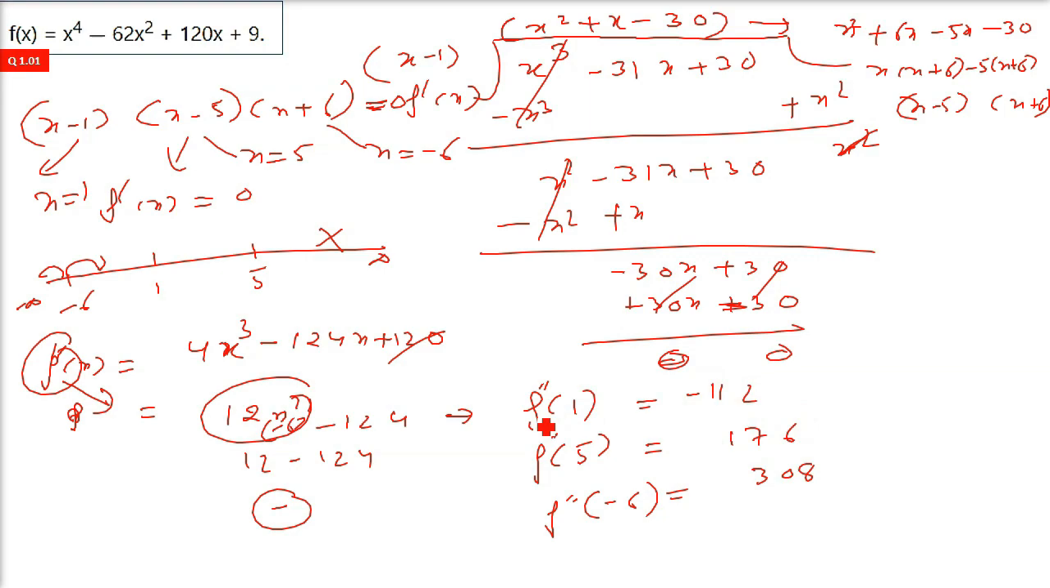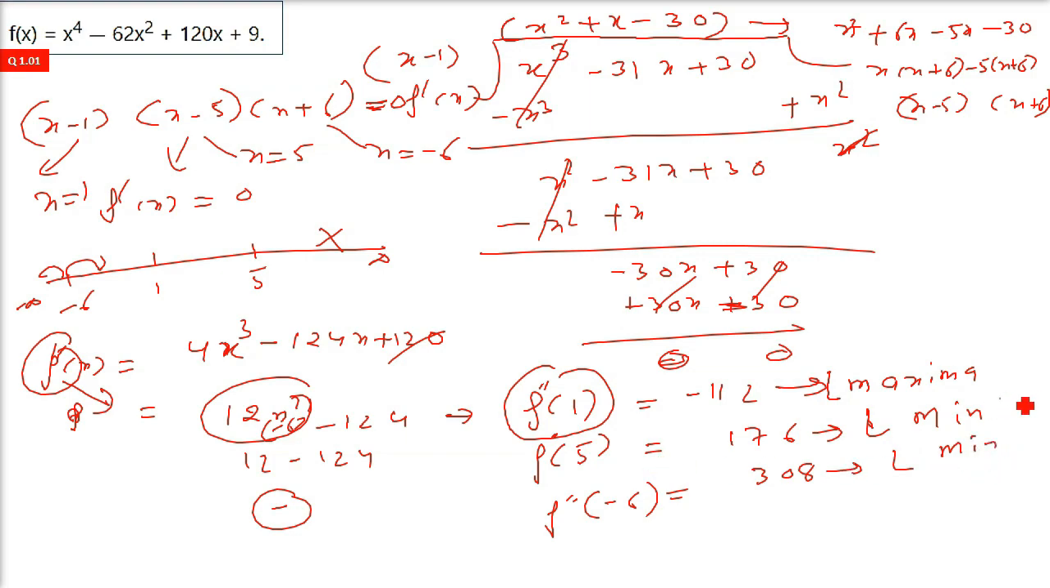I hope you got the idea. Now just see the sign. Negative 112 is a maximum because it is negative. I am just not writing local, but these are all local. 176 is positive. That means it is local minima. 308 again positive. It is local minima. When we get positive, local minima. When we get negative, local maxima.